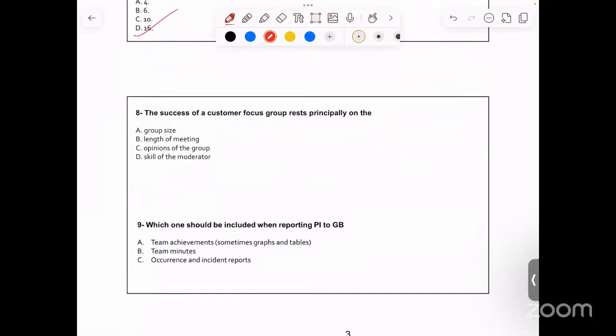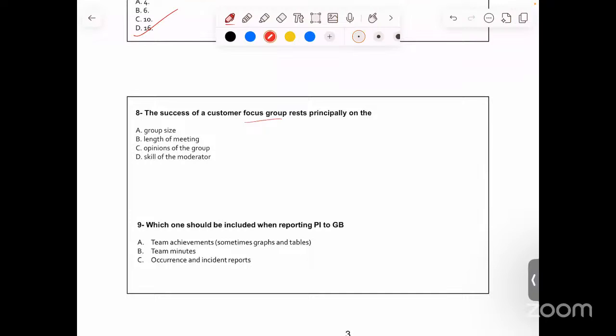Okay, number 8, the success of a customer focus group rests principally on the A, group size, B, length of meeting, C, opinions of the group, D, skill of the moderator. What determines the success of a focus group research study? What is a focus group?